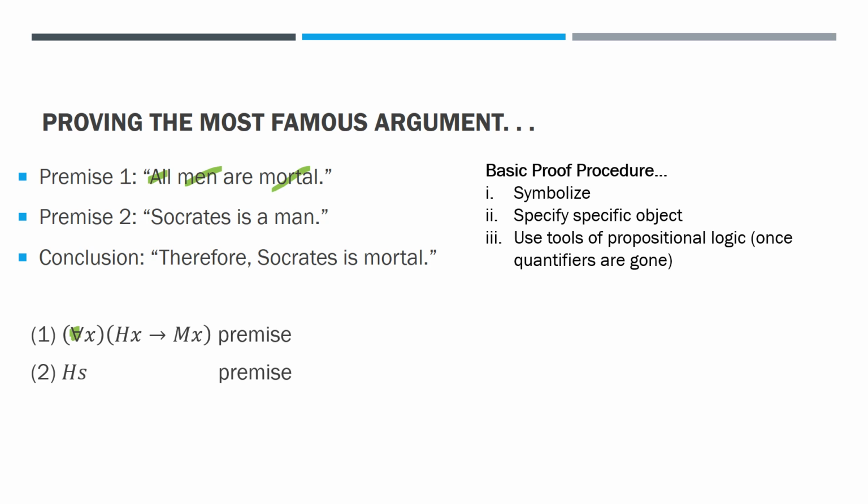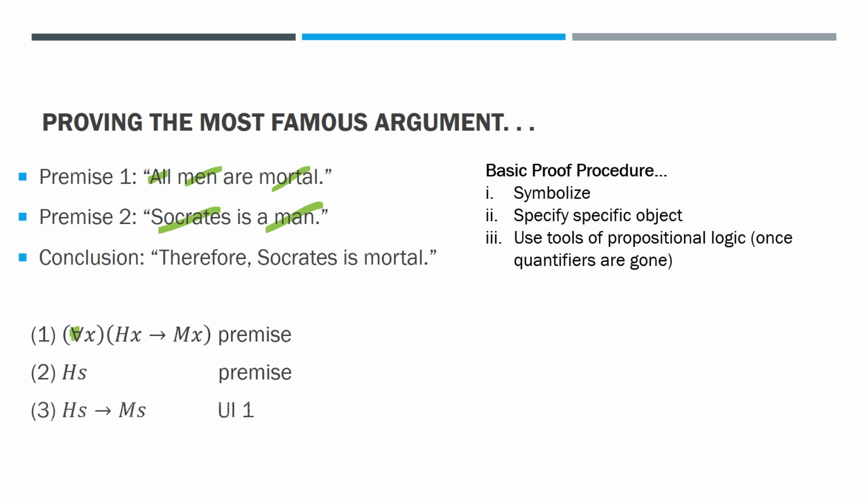Premise 2, we have Socrates is a man. We have two terms, Socrates and man. Man is a predicate, so we'll give that a capital H. Socrates is a subject, so we'll give that a lowercase s. Here, we're going to get right into the proof.